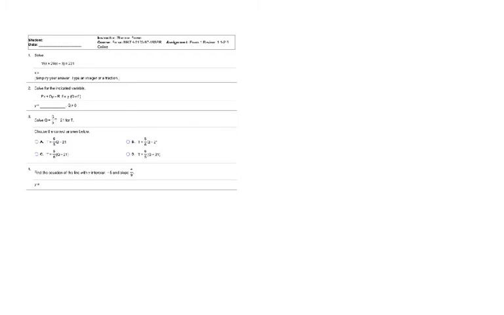Okay, number 4 says to find the equation of the line with y-intercept -5 and slope of 4/9. Okay, so here we're given our y-intercept, which is denoted by b equals -5, and our slope denoted by m equal to 4/9.